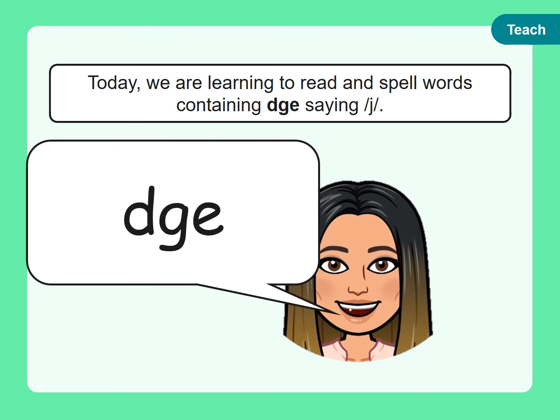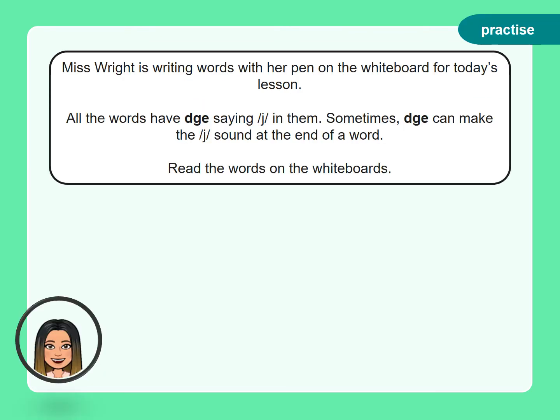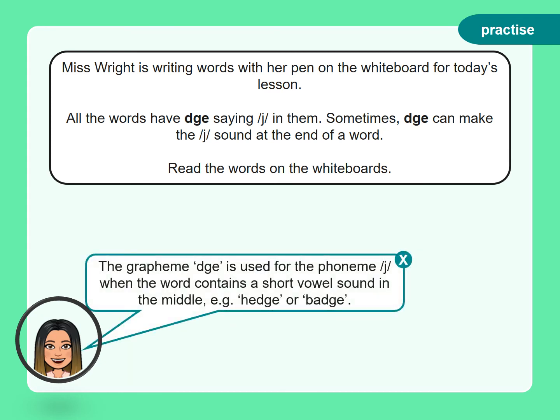So today we are learning to read and spell words that contain the grapheme DGE. This grapheme makes the speech sound J. Can you have a go? Okay everyone, so I'm going to be using my pen to write on the board today, and I'm going to be writing words that have the grapheme DGE with the speech sound J in them. So sometimes this grapheme can make the J sound at the end of a word. Now it's important to remember that this grapheme is used for the phoneme J when the word contains a short vowel sound in the middle.